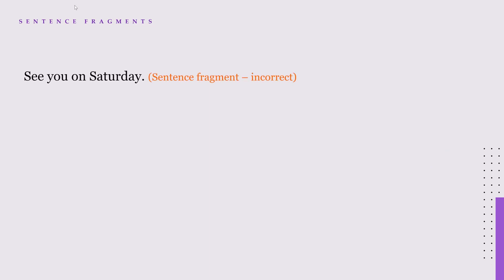"See you on Saturday." This sentence is acceptable in spoken English and may often be heard among native English speakers. However, in the written form, it's not grammatically correct. There is a missing subject. The correct sentence is, "I will see you on Saturday." As you see, some verbs require a helping verb. So I added a "will" in order to be complete.